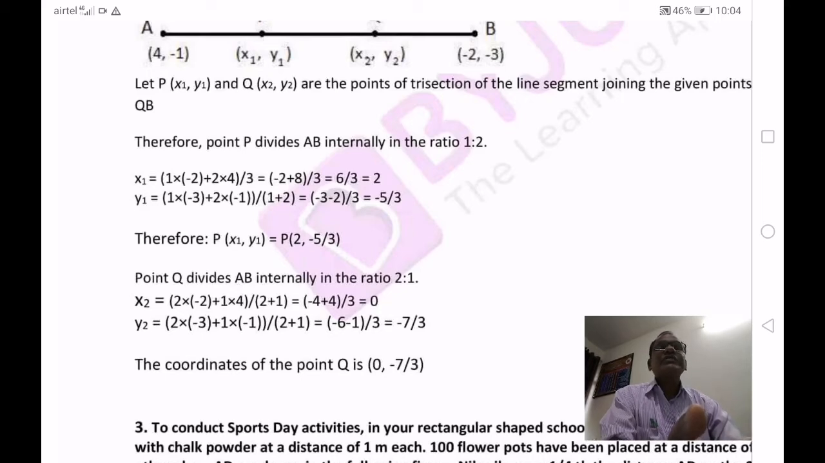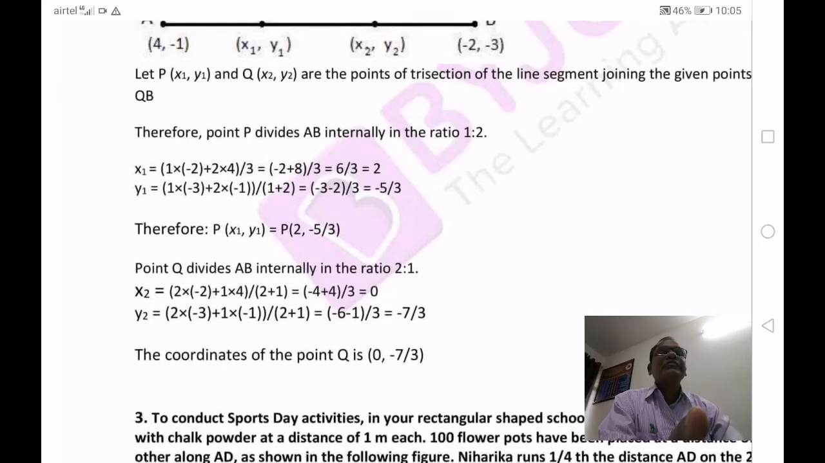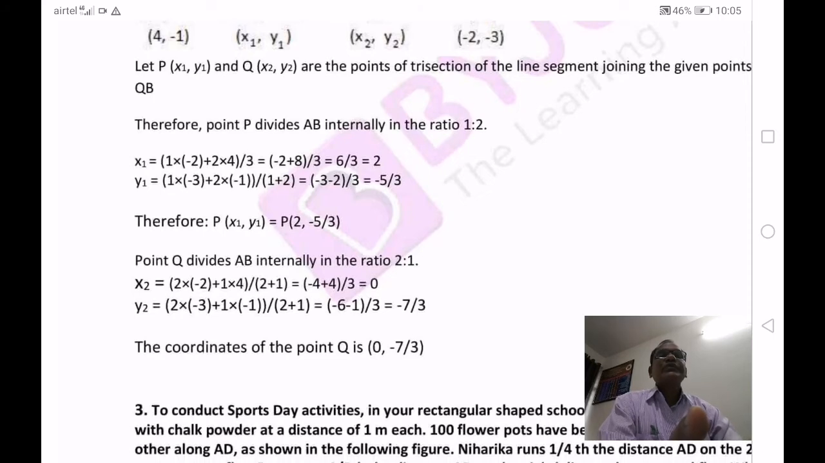Even for y, the formula is (m1y2 + m2y1)/(m1 + m2). M1 means 1, y2 value minus 3, plus m2 means 2 and y1 value minus 1, by m1 plus m2 means 1 plus 2. Therefore the result is minus 3 minus 2, minus 5 by 3. So this is P, which divides AB internally in the ratio 1:2.